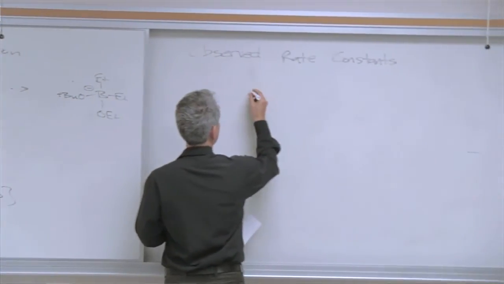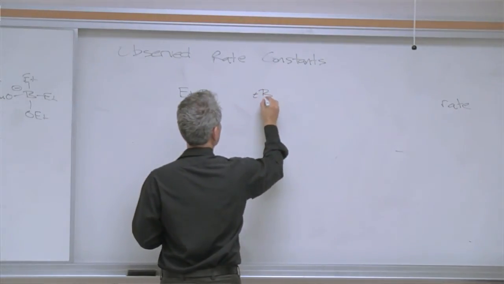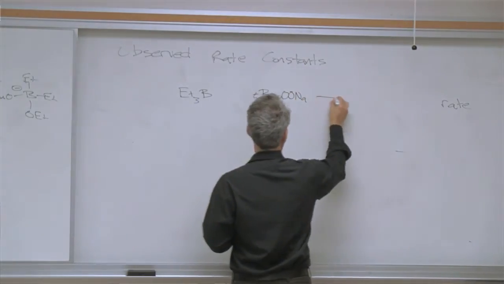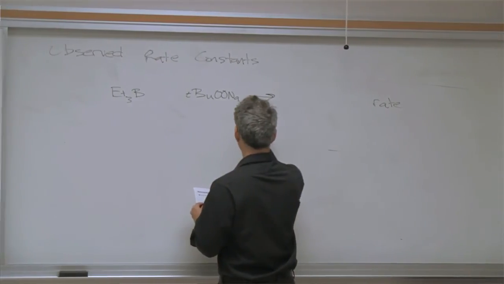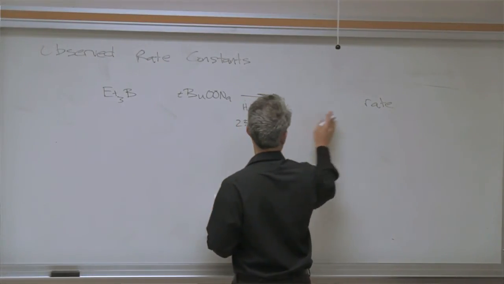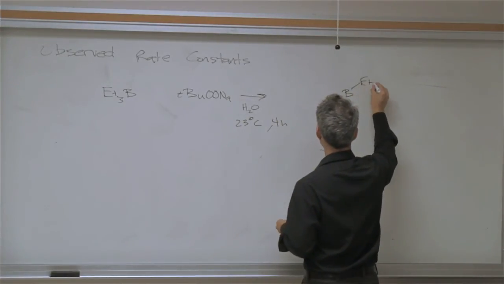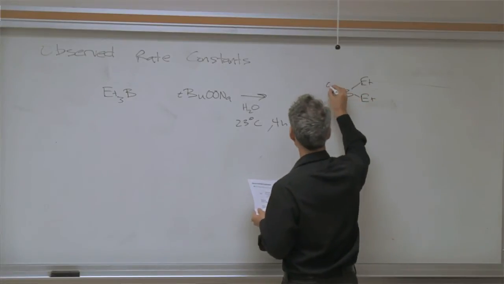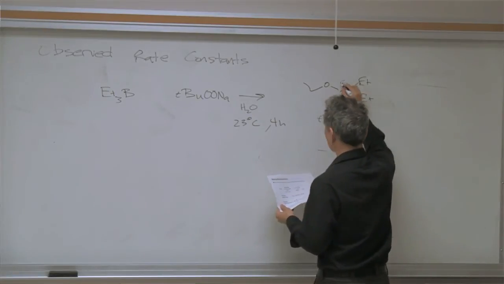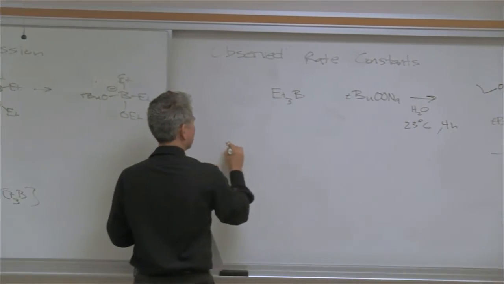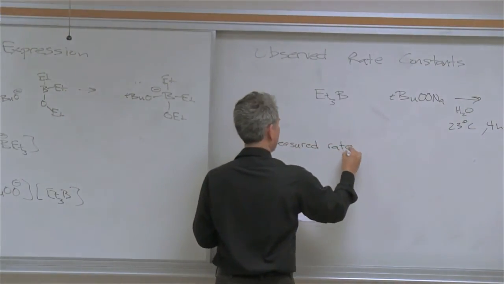So if you go into the lab and you run some sort of a reaction, you take a bottle of triethylborane and T-butyl hydroperoxide, and you start measuring the concentrations of products over time, and you could prepare some sort of a plot, or do something to estimate the rate at which the reaction is occurring. What you'll end up with is some sort of a measured reaction rate that corresponds to this equation.